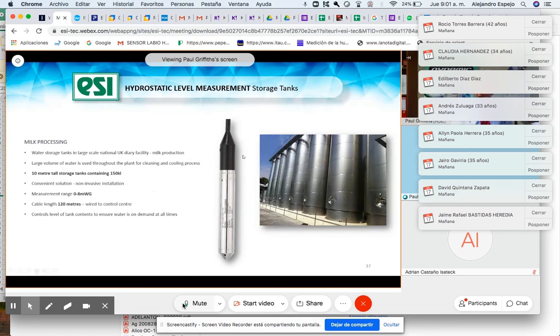Okay. So we'll keep you informed about that. At the moment, we only have polyurethane, so it's okay in water, but maybe some foodstuff is not suitable.